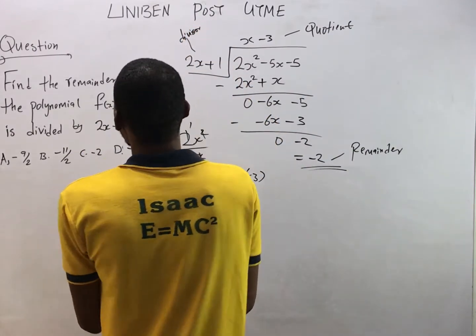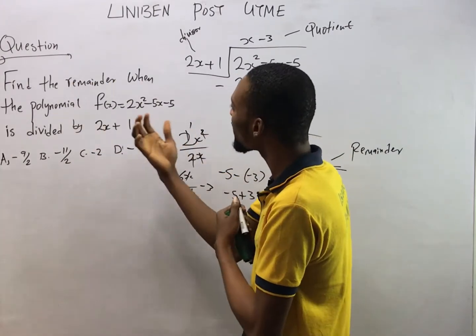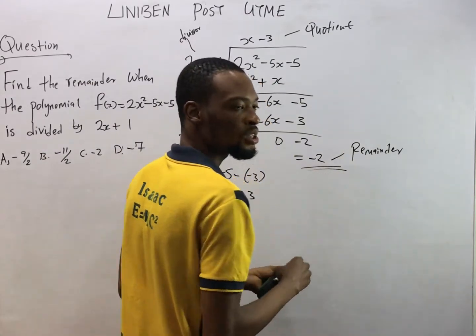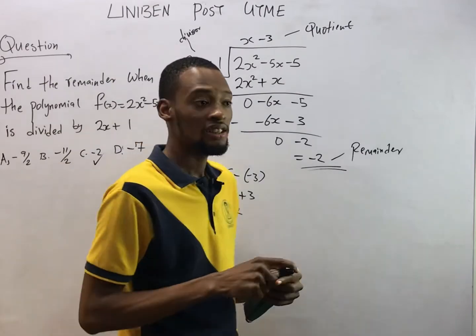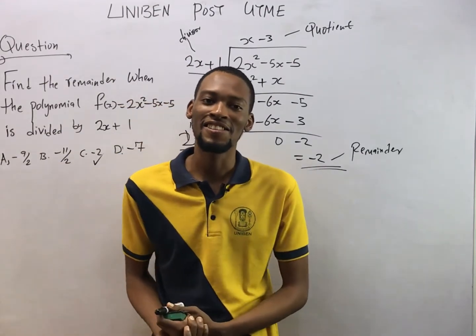And the question is asking for the remainder. What is the remainder when this is divided by this? So this is the remainder, minus 2. You simply come here and say minus 2, correct answer. Then your life goes on. So let's look at the next question.